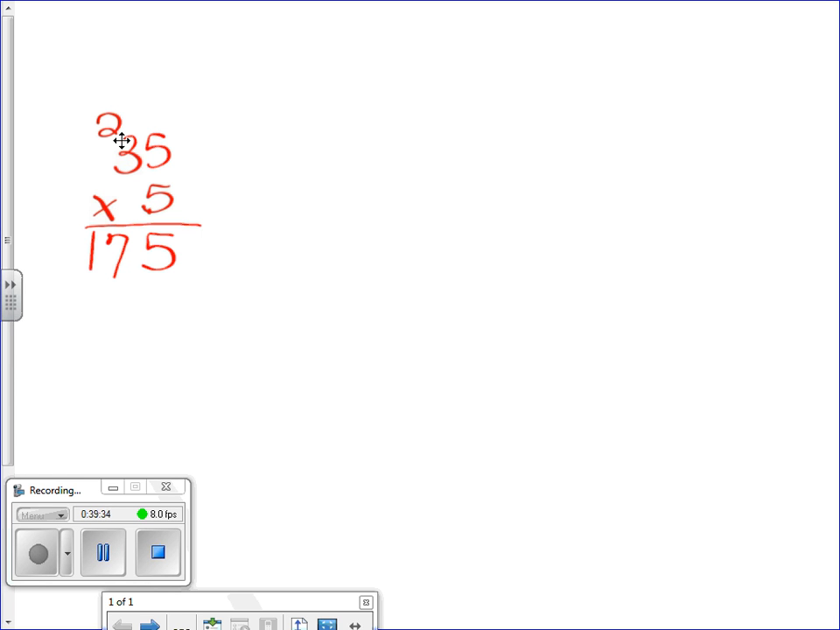The 6th bus had 3/5 of the seats filled. Well, there are 35 seats on that 6th bus. 3/5 of those 35 seats is 21 people on that 6th bus. So these are the first 5 buses. This is the 6th bus.